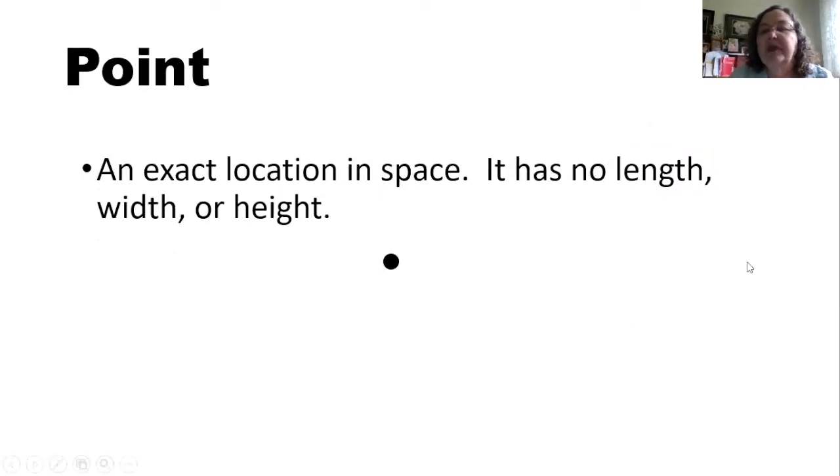The first word we have is the word point. A point is an exact location in space. It has no length, width, or height. So you see that one point. So on the back of your card, draw a point. And mine looks something like this.